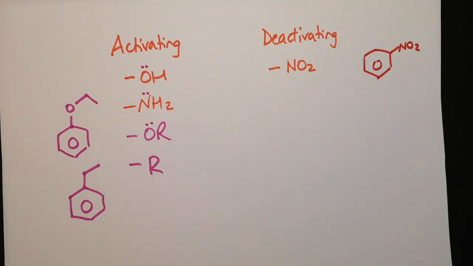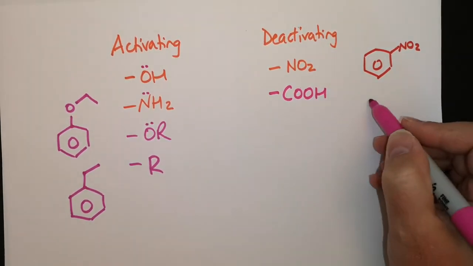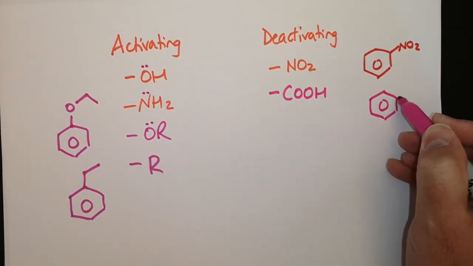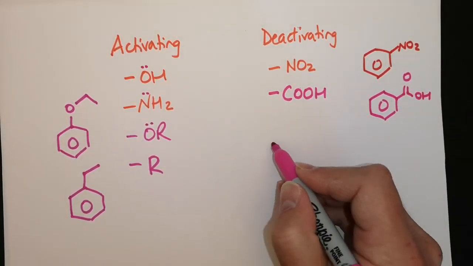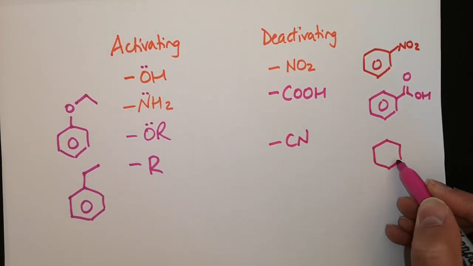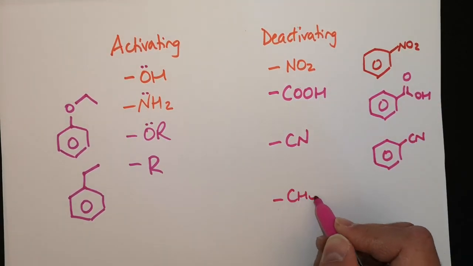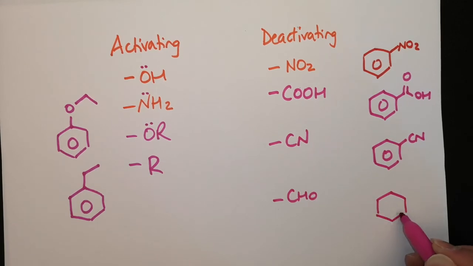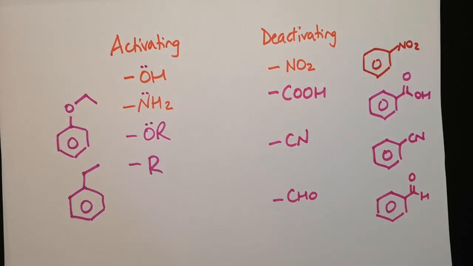As I said, that's the one you need for the A level, but other ones that you might see would be a carboxylic acid group directly attached to the benzene ring, so something like this. Now we've seen this one before, this is called benzoic acid. You might have what we call a nitrile group, again you'll see that later on in the specification, so it'll just look like that. Or you might have something like an aldehyde directly attached. Something like that.